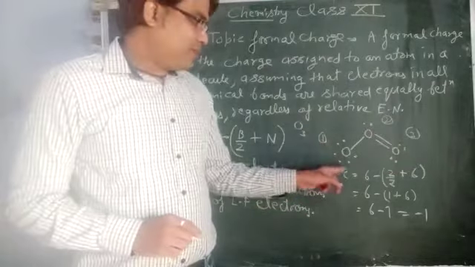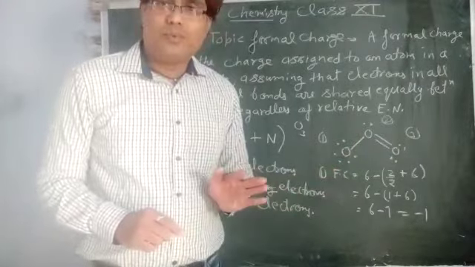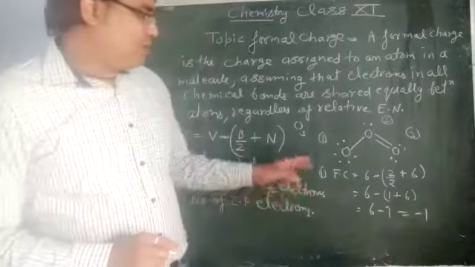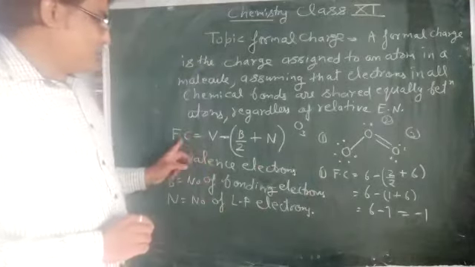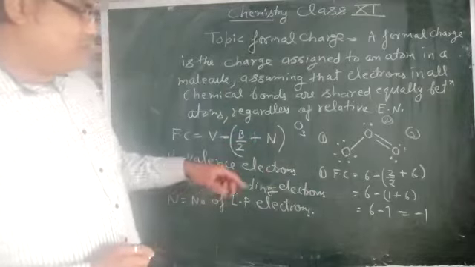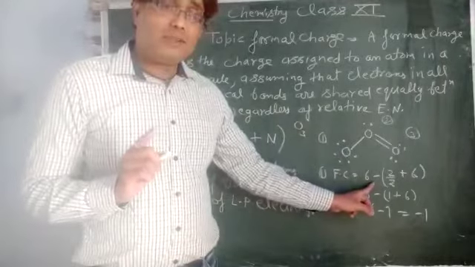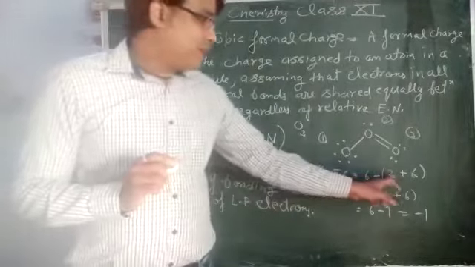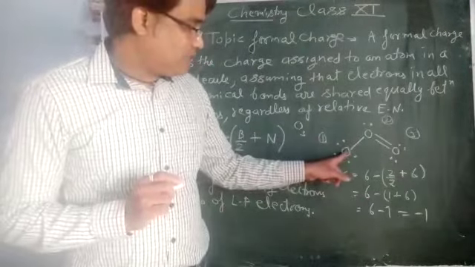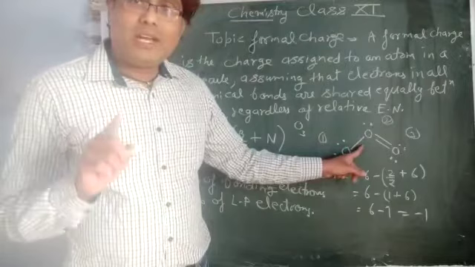For the first atom, if you see the structure, oxygen belongs to the 6th A group or 16th group. So there will be 6 valence electrons in a neutral atom of oxygen. When we use this formula, Fc is equal to V minus, in bracket, B by 2 plus N. Here the value of V is 6 because there are 6 valence electrons. Next, B, the number of bonding electrons. This oxygen atom is bonded to the other oxygen atom by a single bond, so there will be 2 bonding electrons.